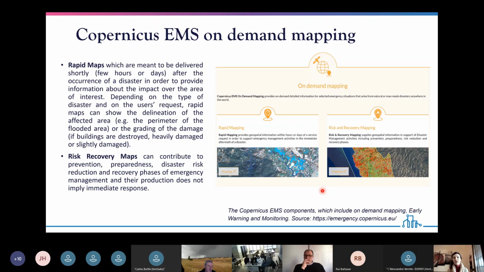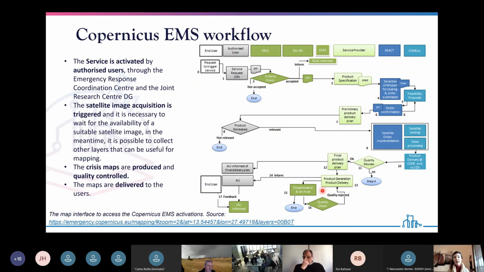Same principle for risk and recovery maps, but in that case, no need for rush, in the sense that these maps can be produced over several days. It's not requested to do them in a very short time right after the emergency. Now we are going through these services, these types of maps, one by one, in order to understand what they provide, and how they are produced.